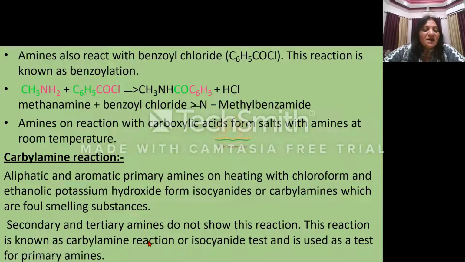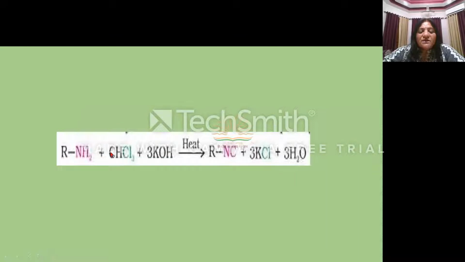So we can use this reaction, the carbylamine reaction, for the detection of the 1 degree amine, or for the detection of the primary amine from other compounds. Now here is the reaction: the primary amine, 1 degree amine, reacts with chloroform and ethanolic KOH in alcoholic medium. We heat it, then this 1 degree amine converts into the isocyanide RNC, a foul-smelling compound, plus KCl plus H2O. So this is the main compound.